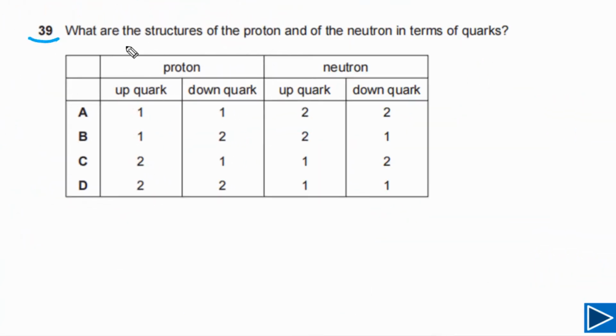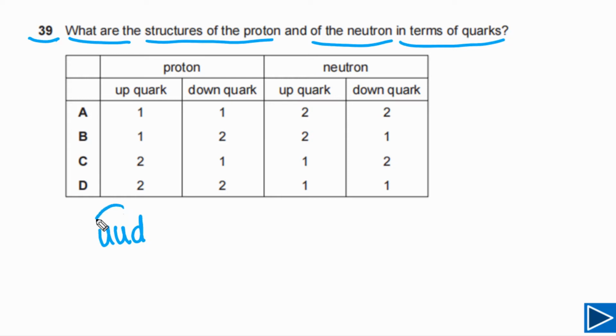For question number 39, we need to find out the structures of the proton and neutron in terms of quarks. Simply, we need to find the right quark composition of the proton and neutron. First of all, let's understand the quark composition of the proton. A proton consists of 2 up quarks and 1 down quark. So this is the quark composition of the proton.